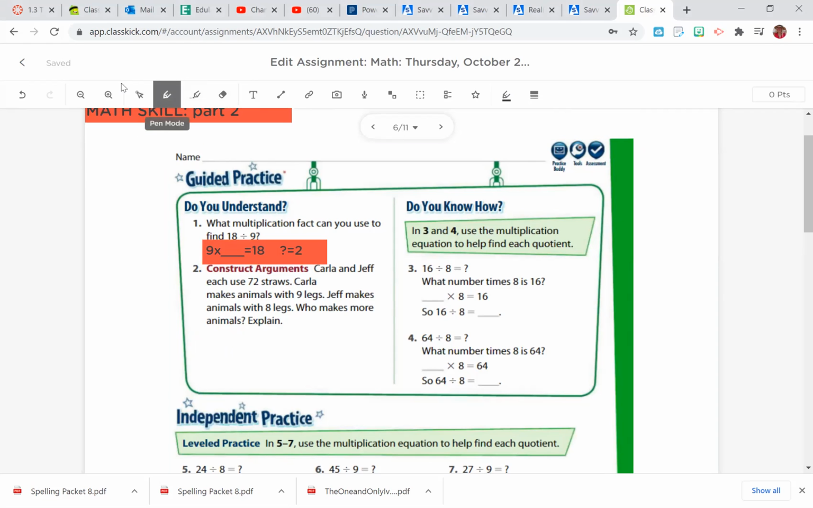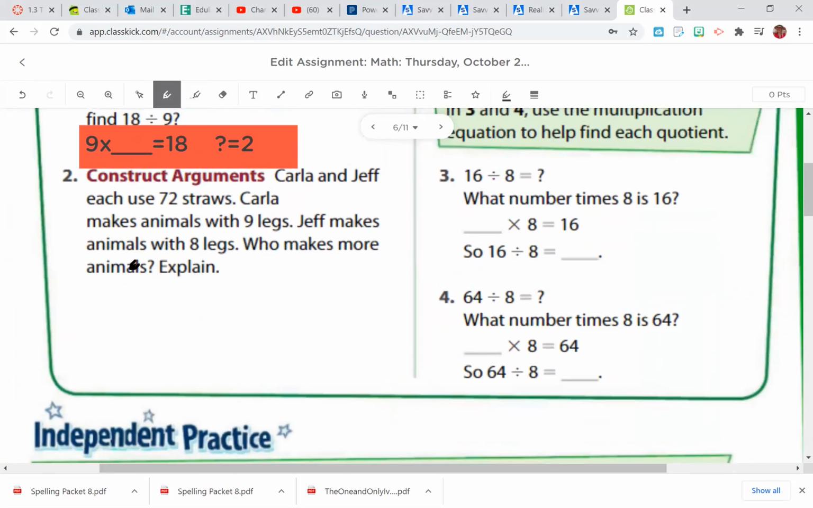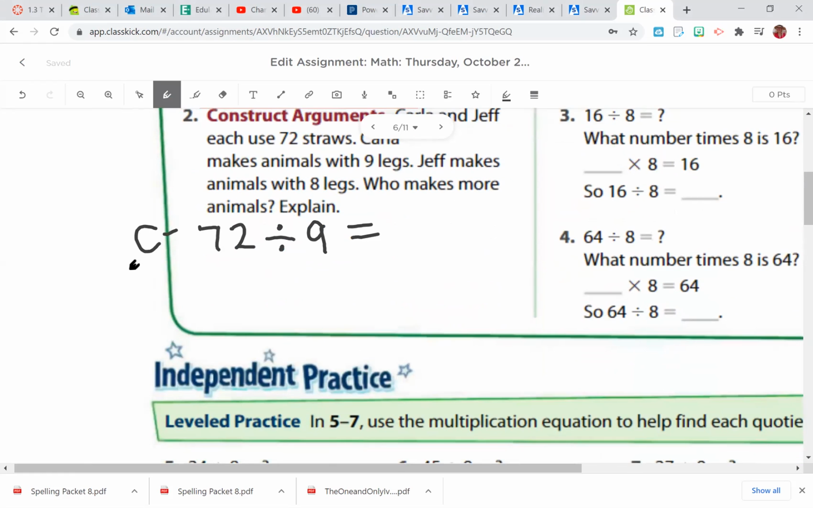Do mine in pencil. Remember, as I am writing this down, you are following along on your page as well. So Carla has 72 straws, and she's dividing them into 9 legs each. And then Jeff has 72 straws, and they're dividing it into 8 each.